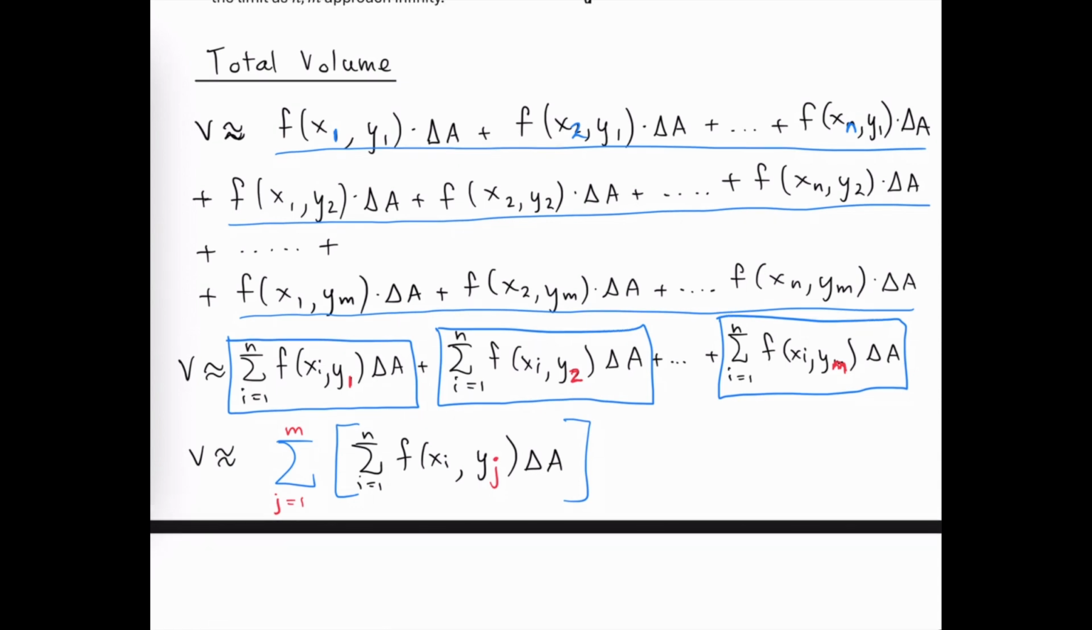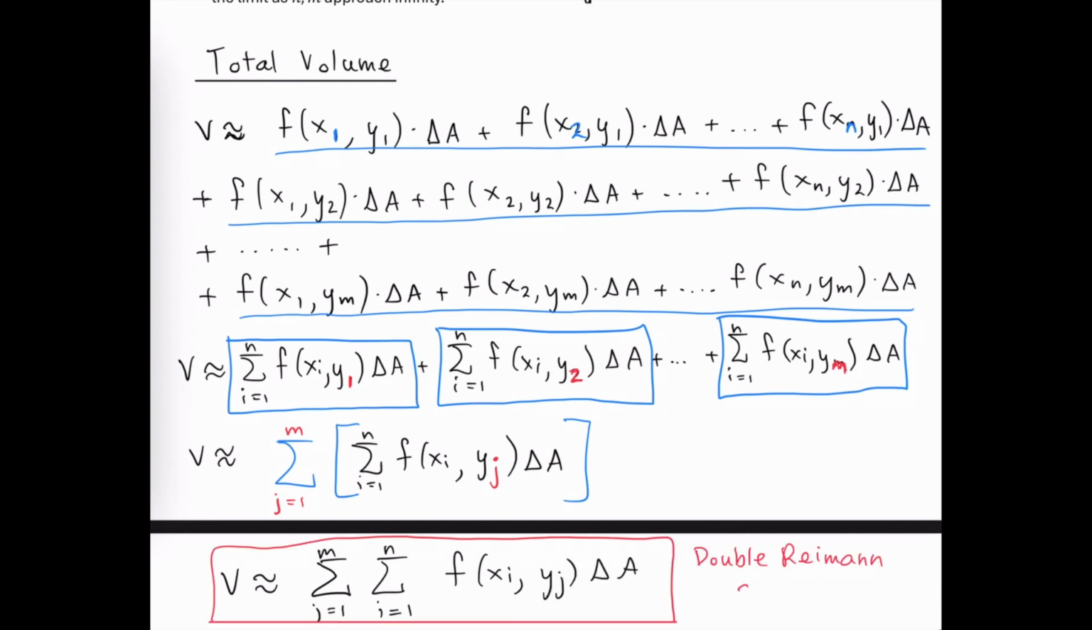So let's clean this up just a tad bit more, eliminating the brackets, and we'll say that this is what we call a double Riemann sum, where j goes from 1 to m, i goes from 1 to n. The argument is f at x sub i, y sub j, delta A. And this is what we call, again, that double Riemann sum.